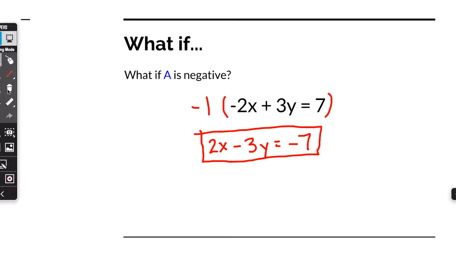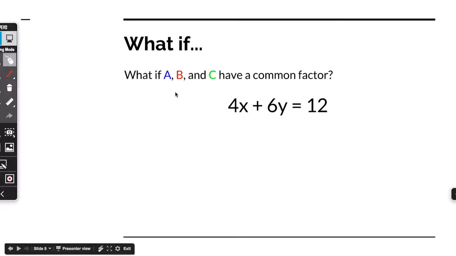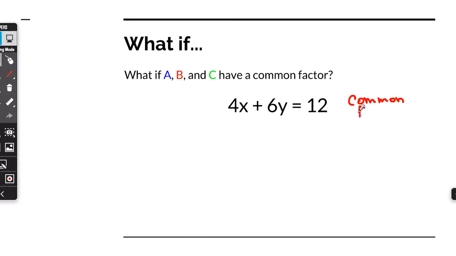Our next what if that we haven't looked at yet is what if a, b, and c have a common factor? So now we're failing that third test of being relatively prime. So if I look at my numbers, 4, 6, and 12, those are all even numbers, so they can all be divided by 2. So we have a common factor of 2. So to get rid of that common factor, we can divide that from every number. So I'm going to divide 4 by 2, 6 by 2, and 12 by 2. So once I do that, I get 2x plus 3y equals 6.